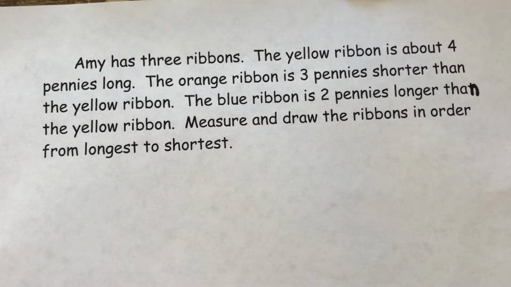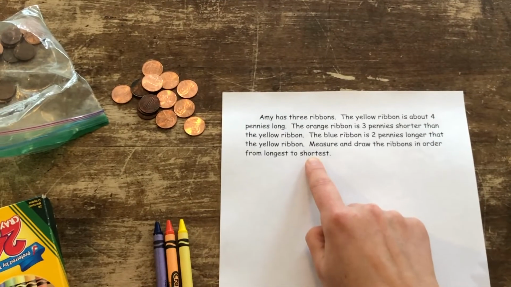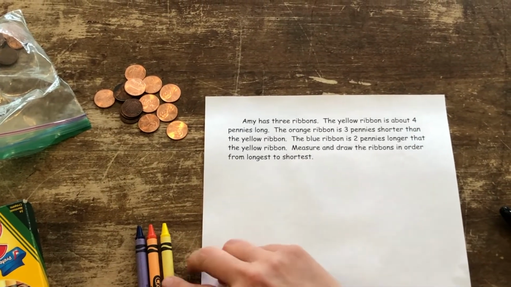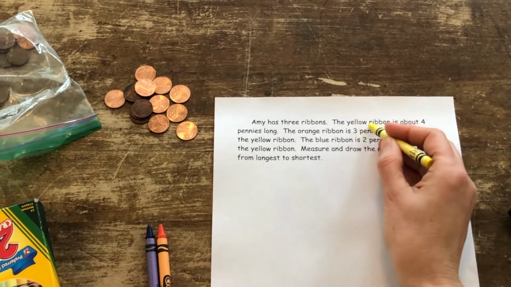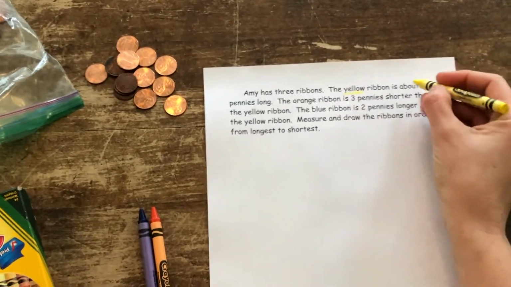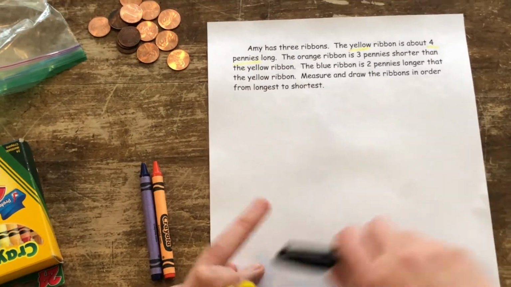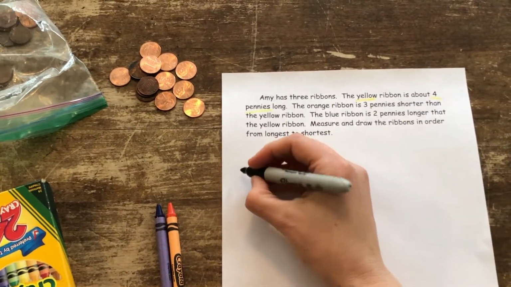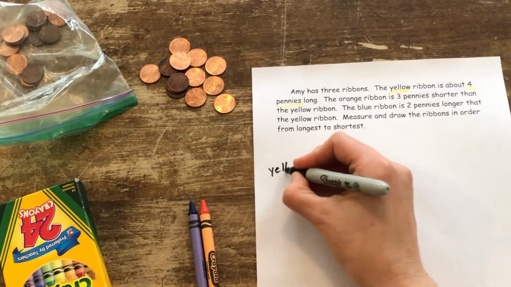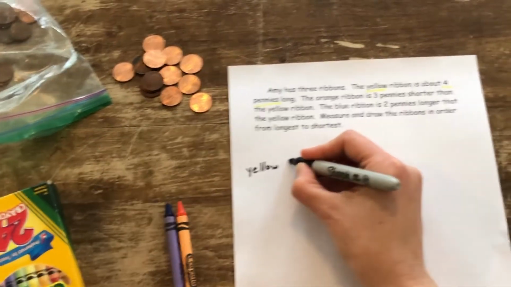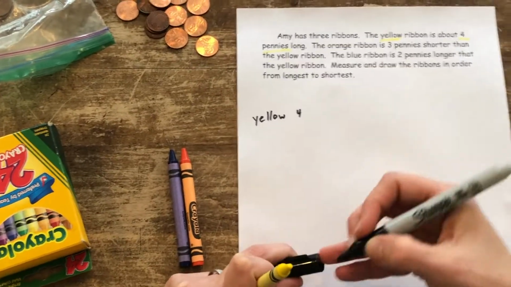Good. All right, my friends, you know what we're going to do. We're going to break it down piece by piece. Let's start right here. The yellow ribbon is about 4 pennies long. Now, it's not easy to see yellow, so I'm going to switch to black. So our yellow ribbon is about 4 pennies long.